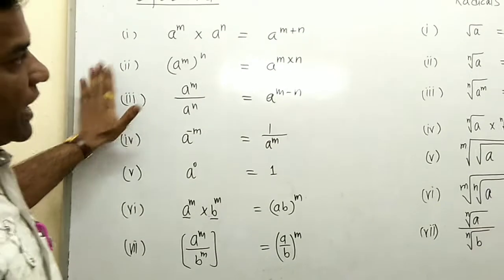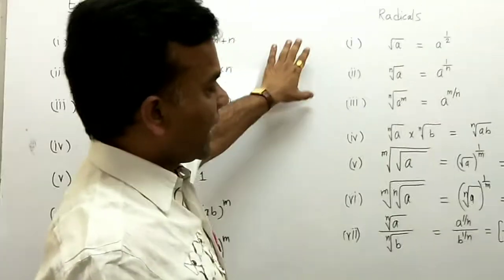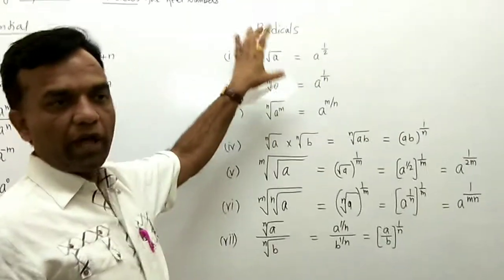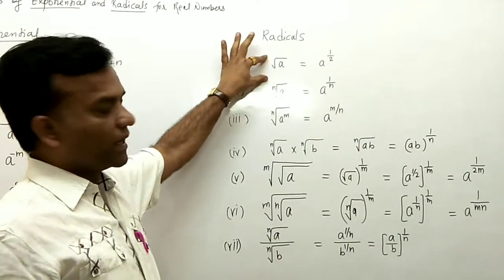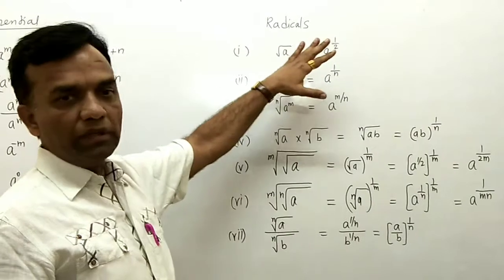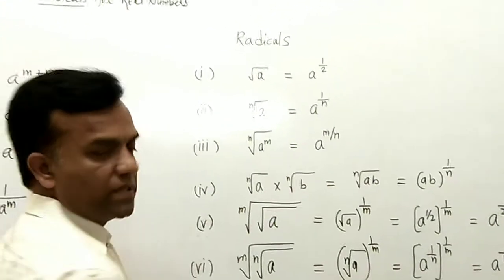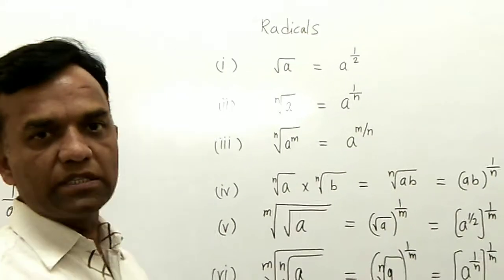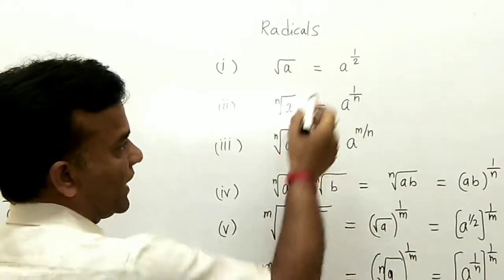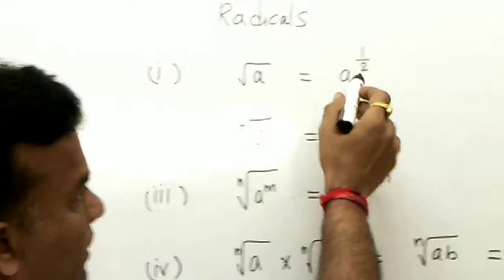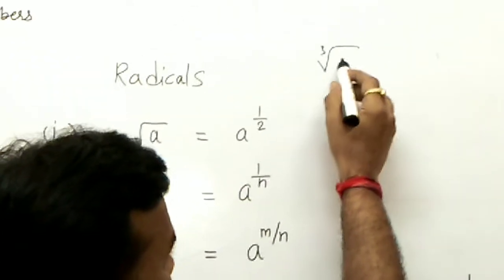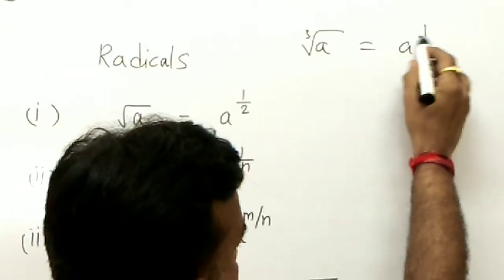And now I explain about radicals. Radicals means you represent your exponent symbolically, and you convert it into the exponential form. Like here, square root of a. Square root means root 2, so you write a to the power 1 by 2. Maybe it is a cube root, like 3 here, then you write a to the power 1 by 3.